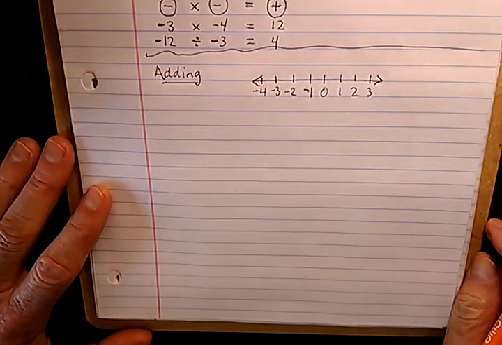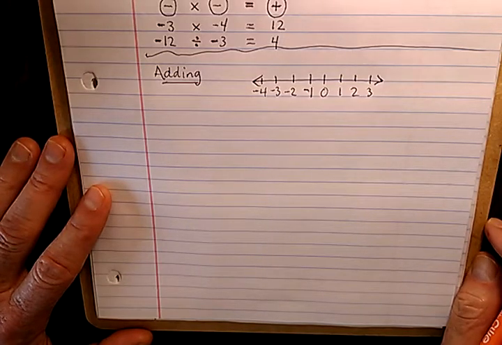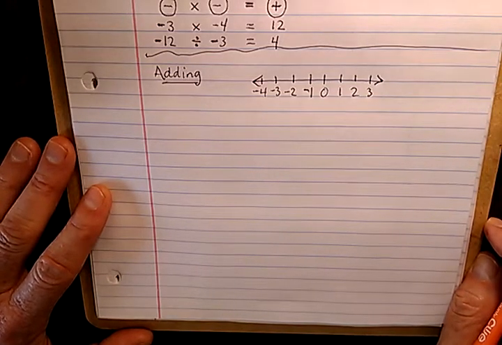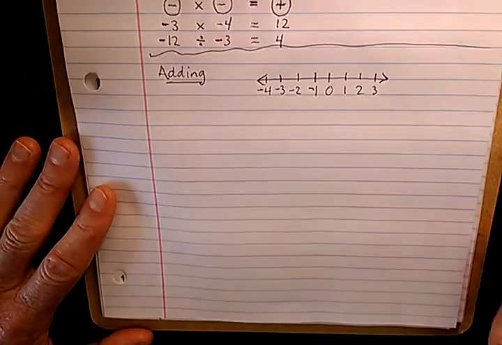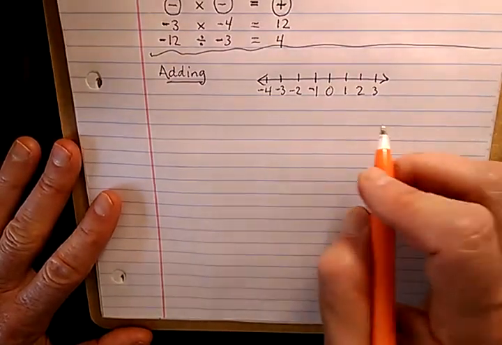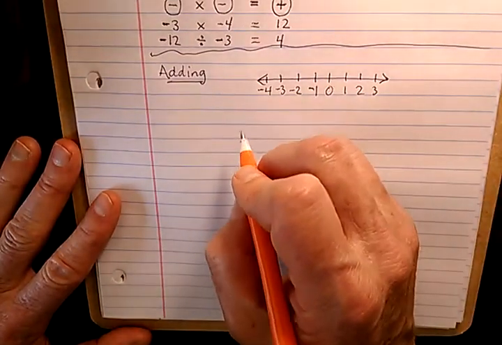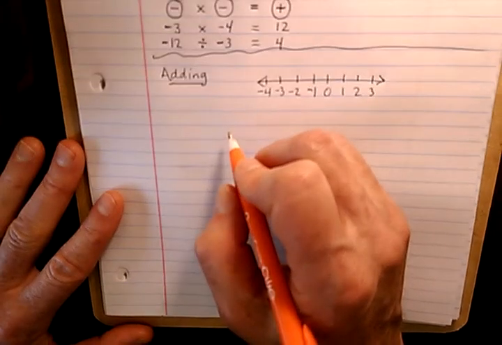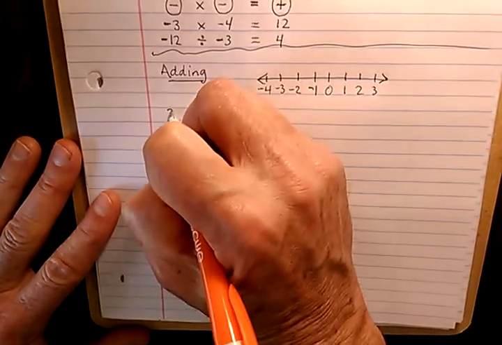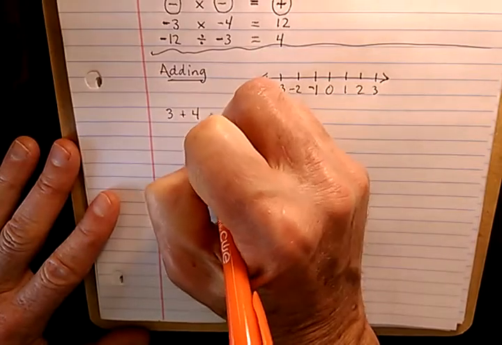Another way to add integers is to draw positives and negatives and circle zero pairs. So let's do a couple of problems. The first problem is going to be adding 3 plus 4.